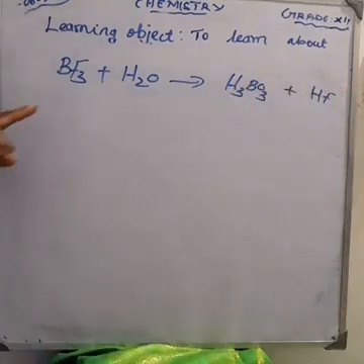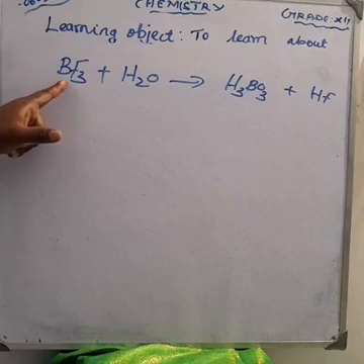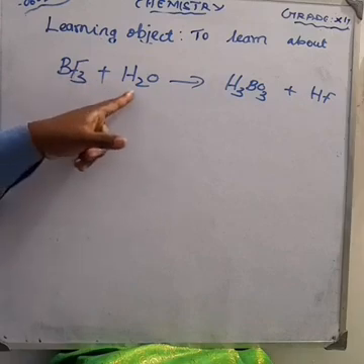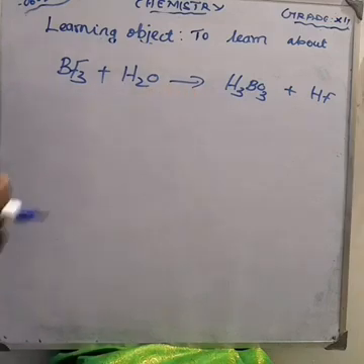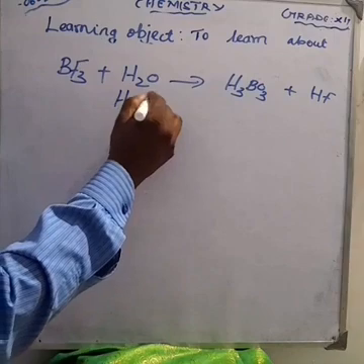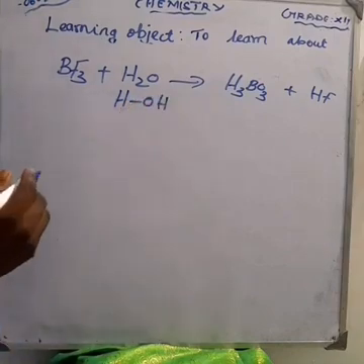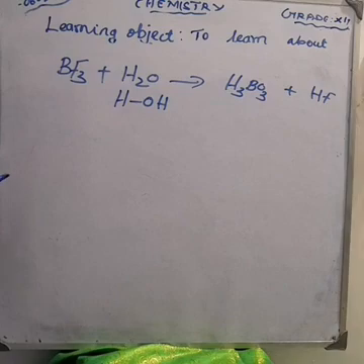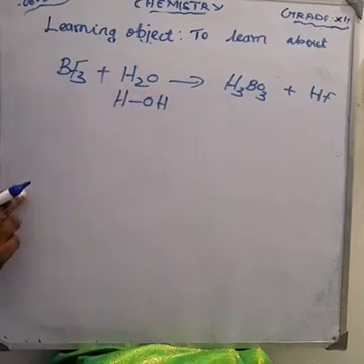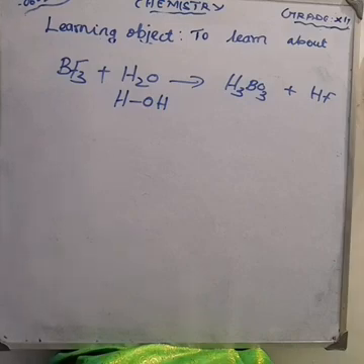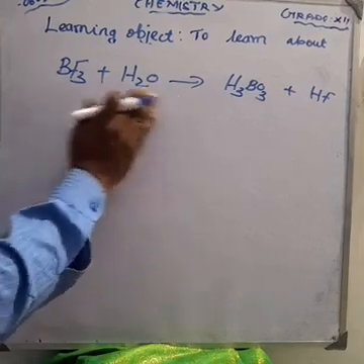What is the formula of boron trifluoride? BF3. Boron trifluoride reacts with the water. Water can be written as H2O. This hydrogen combines with boron and oxygen, we get H3BO3. What is H3BO3? Boric acid. And hydrogen combines with the fluorine to form hydrogen fluoride. How can you balance the equation? First we make it here.